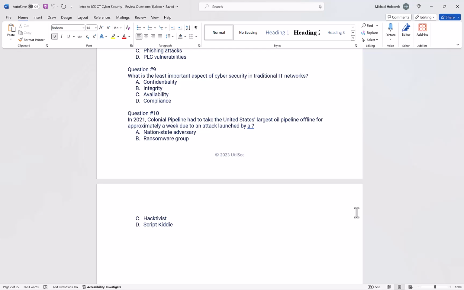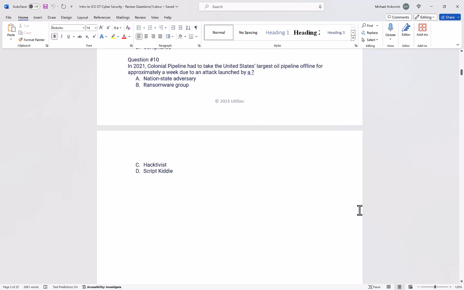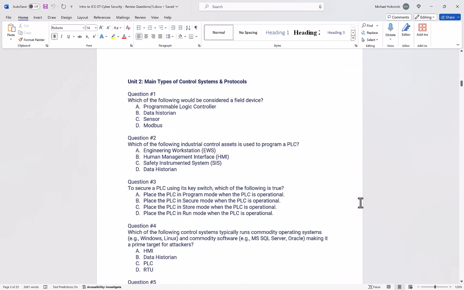So the largest pipeline in the United States was taken offline by a ransomware group. All right, and that's what we covered in Unit 1, that high level intro of why we're here, different types of attackers, and a bit of the history of ICS/OT. All right, so let's jump in. I'll probably go a little bit quicker.